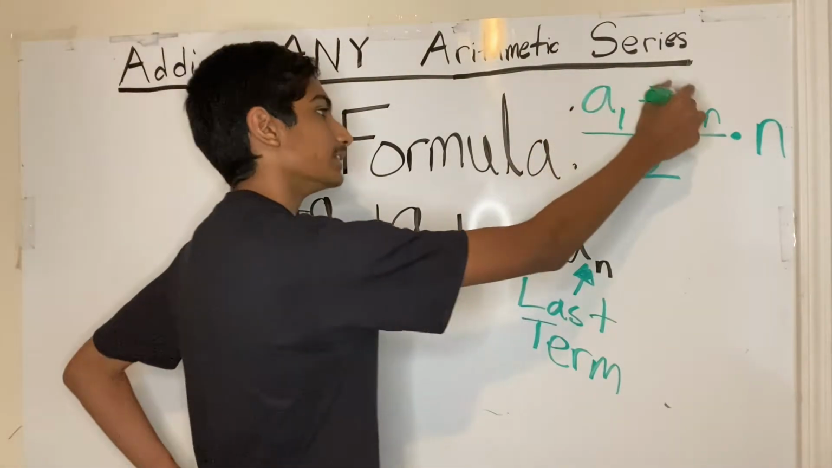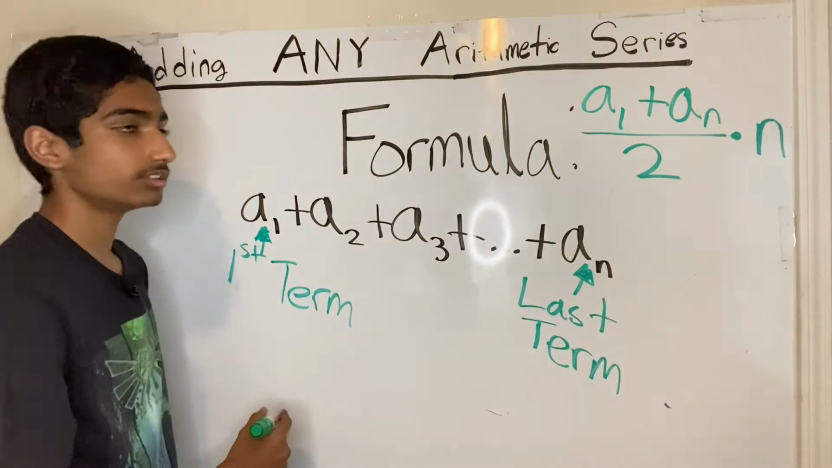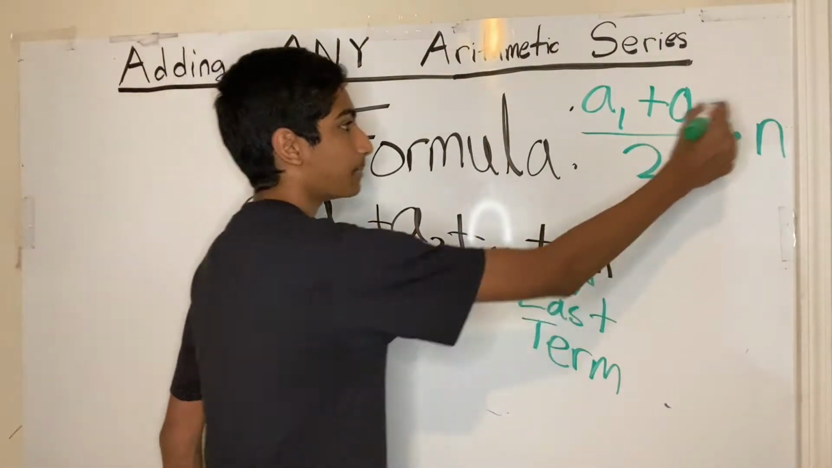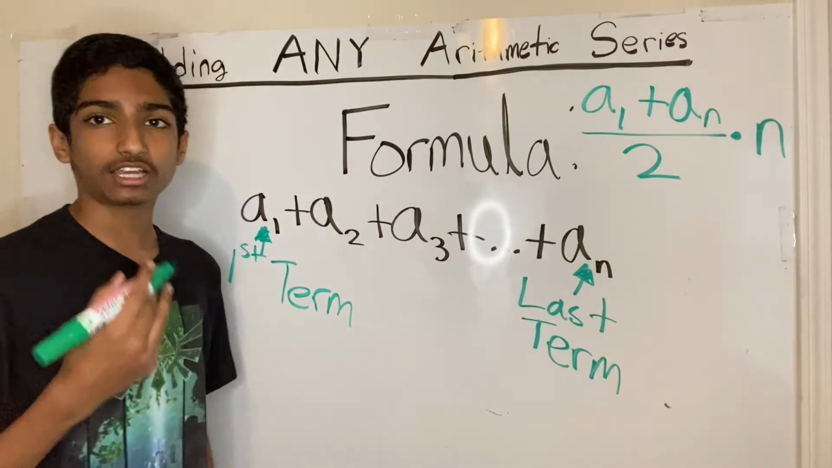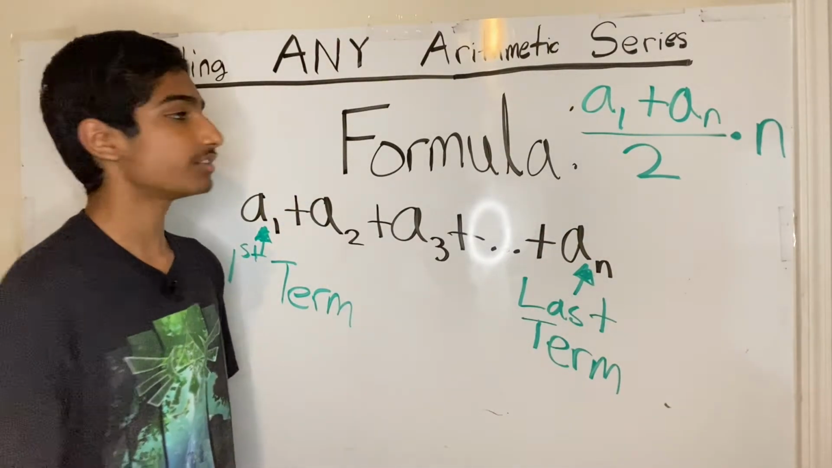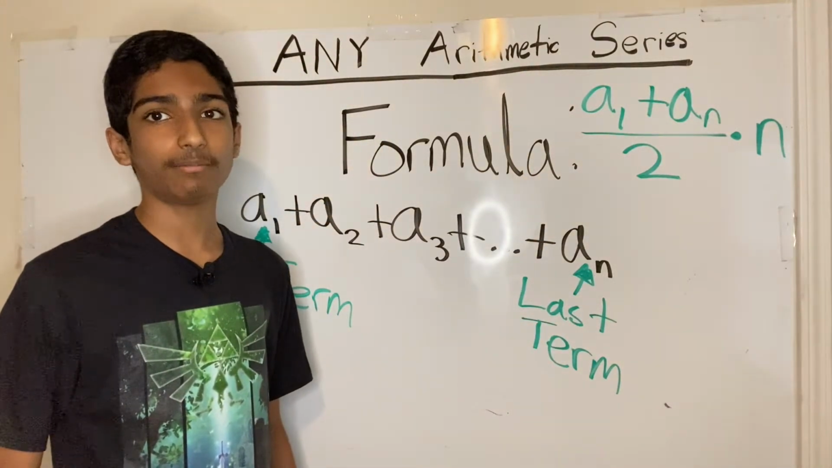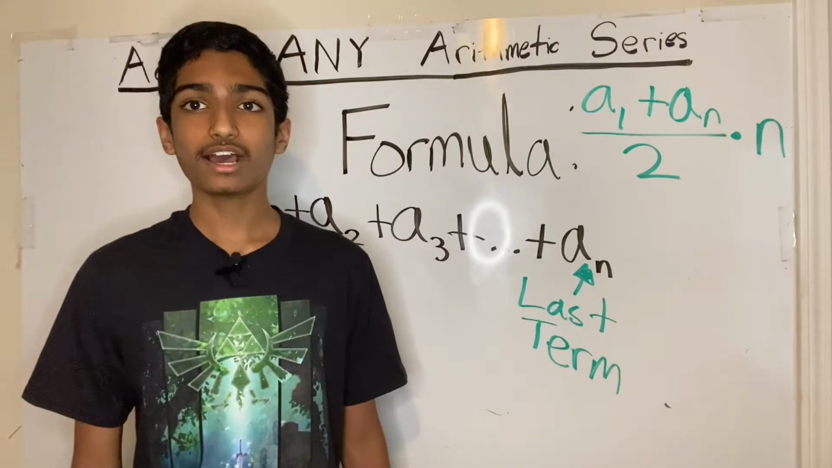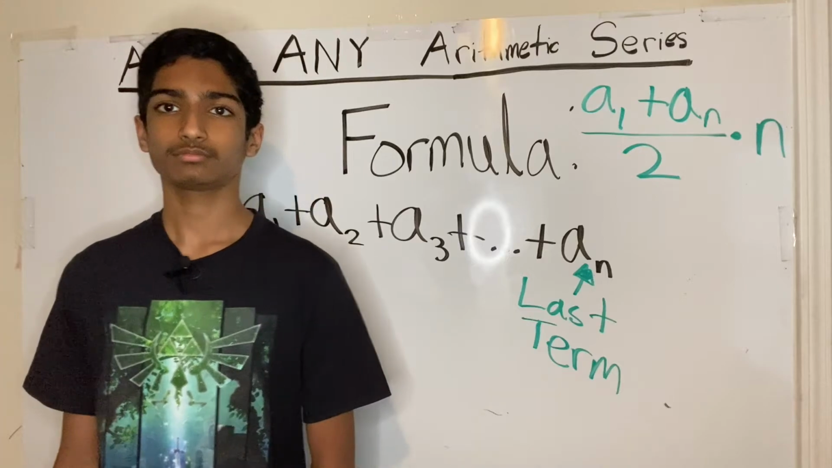a sub 1 plus a sub n over 2 is just the average of this arithmetic series. With that average, if you multiply it by the number of terms, you get the sum of the arithmetic series. It makes sense if you think about it logically. Just a reminder, this formula can be used to add any arithmetic series possible, with a common difference of whatever you want. Now, let's get right into some examples using this formula.